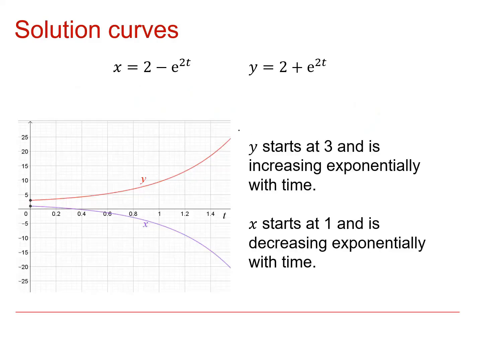So y is going to start from here, and it will pretty much mirror what's happening with x. There's a somewhat neater plot of that for you, so you can see that y starts at 3 and is increasing exponentially with time. That's the red curve. And the blue curve, x, starts at 1 and drops through at around 0.35 here. It starts at 1 and decreases exponentially with time.